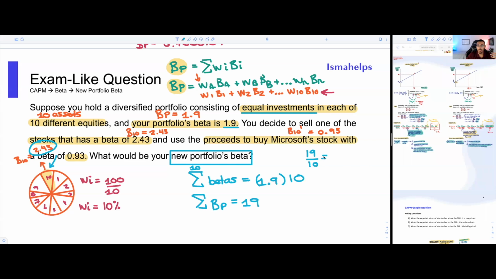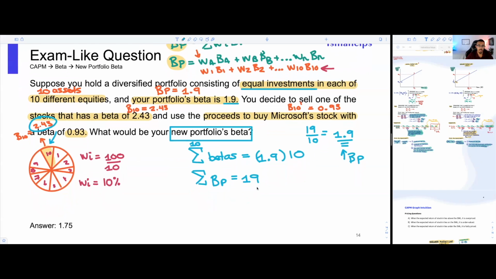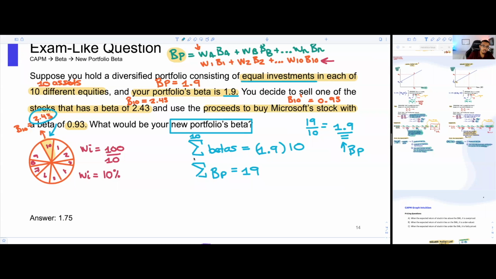Technically, we could have a theoretical world in which every single beta in our portfolio is 1.9, and this would be the beta of our portfolio, because we're assuming that they're all equally distributed. So that's one way to look at it. Maybe not the best explanation, but definitely a good trick nonetheless. So for our 10 different betas, when we add them all up together, we would have 19. But now we're telling you that we're going to sell one of them.